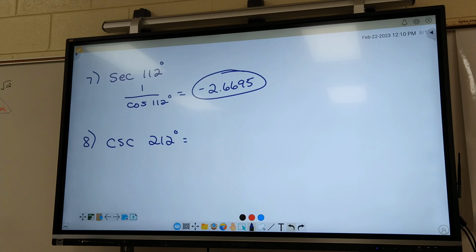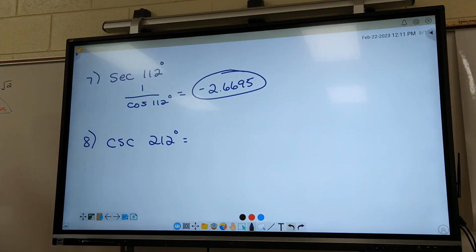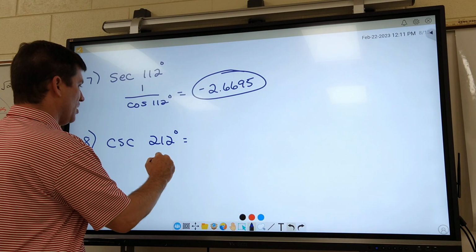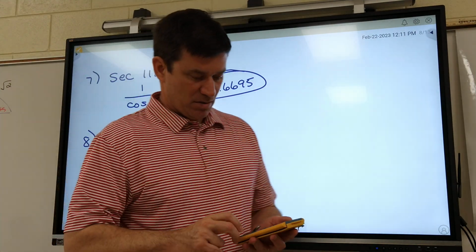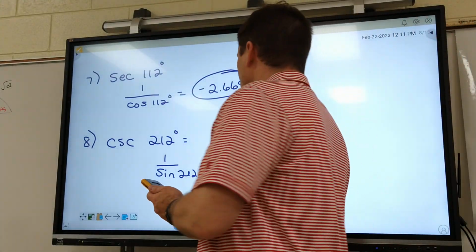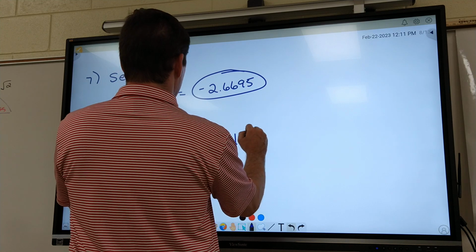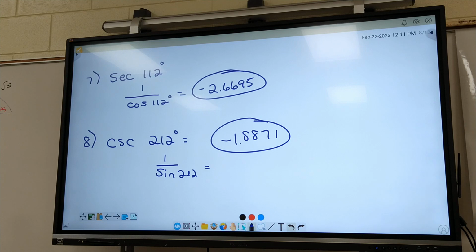It's easy. All right, so number 8, we do not have a button for cosecant, CSC, so what do I use instead? Look across from it. Sine is the opposite of it, so we can use 1 over sine of 212. 1 over sine of 212 is, all right, I got negative 1.8871. I put the same thing.